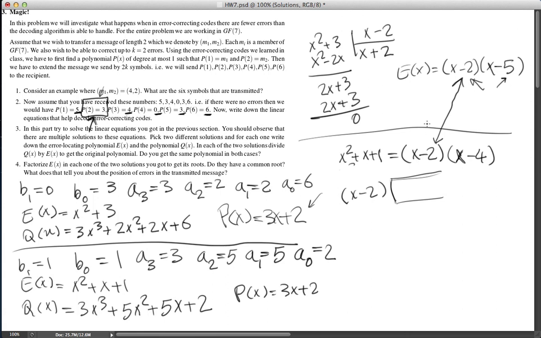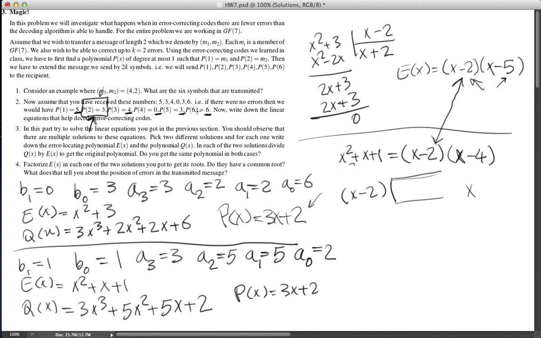They do have a common root too, and that's because there is an error there. But the rest of the polynomial e of x is completely arbitrary. It can be x minus 4, it can be x minus 5, it can even be x, meaning that it could have a root at 0, which is not one of the points that we send.